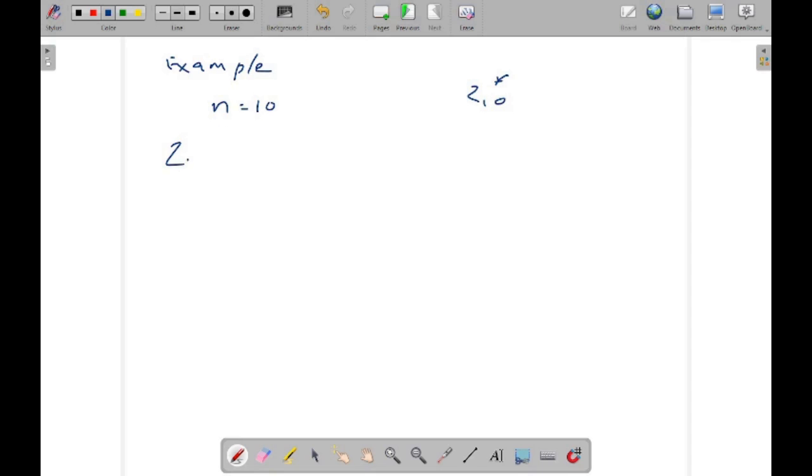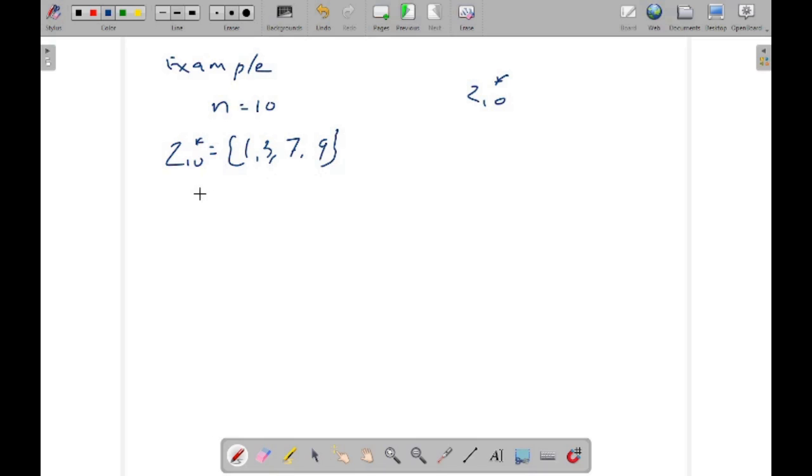Z_10 star is all the numbers less than 10 which are coprime to 10, that is 1, 3, 7, 9. These are the elements of Z_10 star.